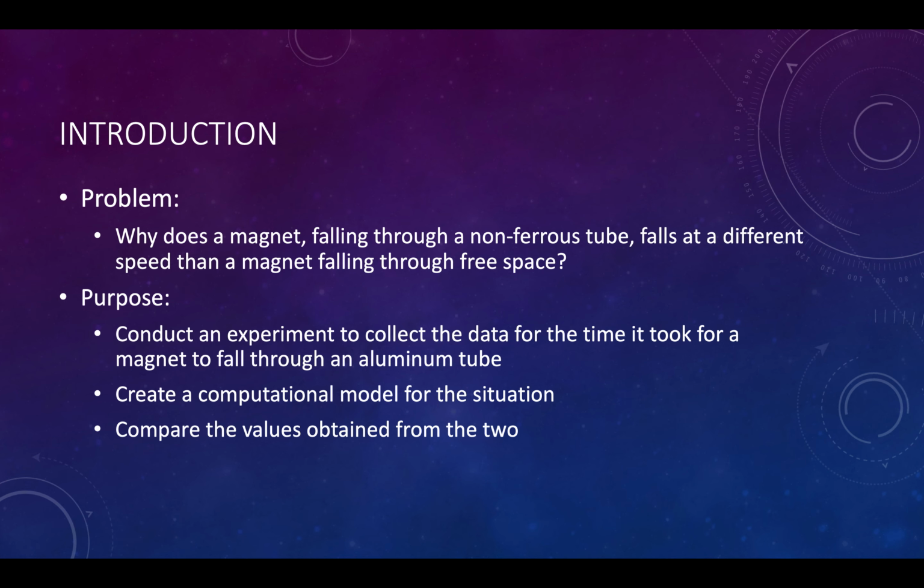So, the introduction to this lab. The problem this week was, why does a magnet falling through a non-ferrous tube fall at a different speed than a magnet falling through free space? The purpose of this lab was to conduct an experiment to collect the data for the time it took for a magnet to fall through an aluminum tube, then to create a computational model for this situation and compare the values obtained from the two.